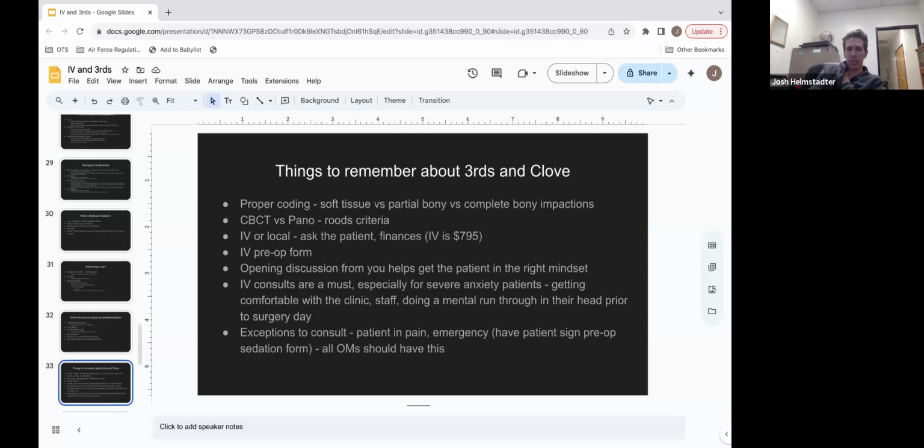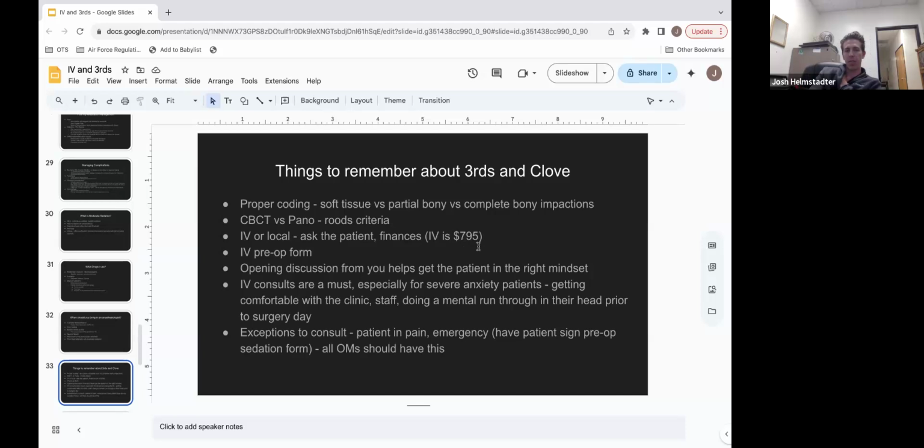Things to remember about thirds and clove: proper coding, knowing when it's soft tissue versus partial bony versus complete bony. Soft tissue, there's no bone coverage, but it's under the soft tissue. Partial bony, less than half of the coronal portion is covered in bone, and full bony is more than half of the crown or coronal portion covered in bone. Knowing when to take CBCT versus Pano. Asking the patient if they'd like to be sedated or do it under local due to finances. IV fee at River Park is $795.